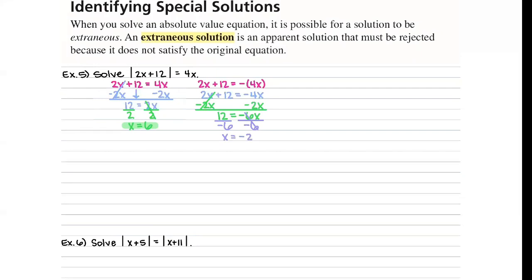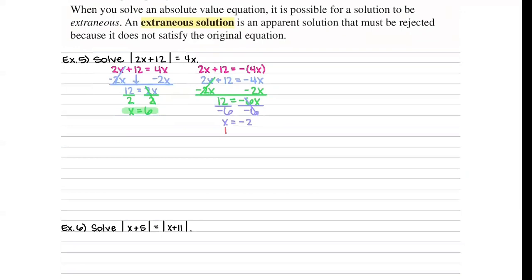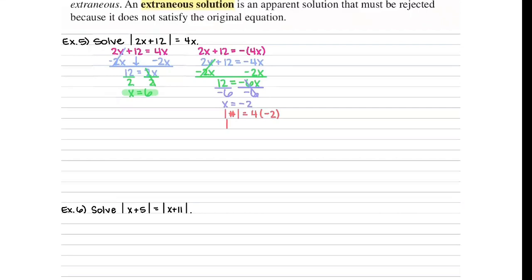Now, you need to think about your answers here. That x is equal to negative 2 means that the absolute value of something is equal to 4 times negative 2. Well, that means that the absolute value of a number is equal to a negative 8. Is that a possibility? No, it's not. So this negative 2 is called an extraneous solution.